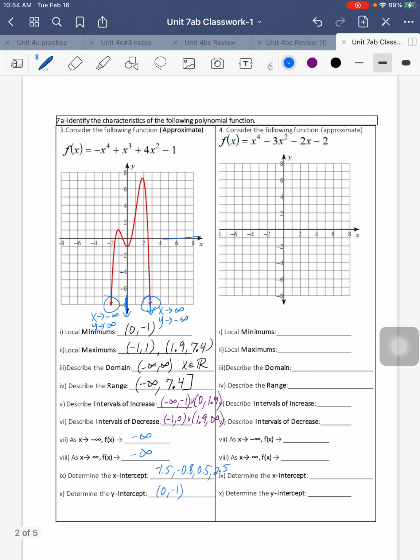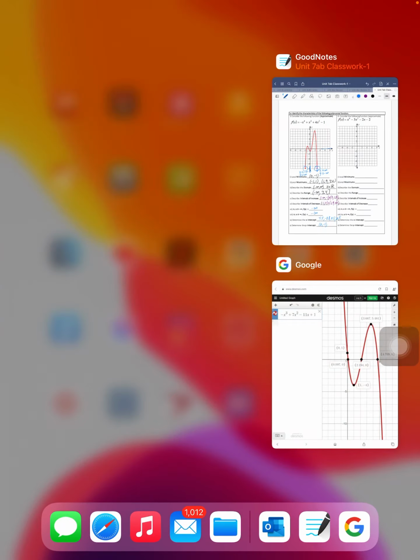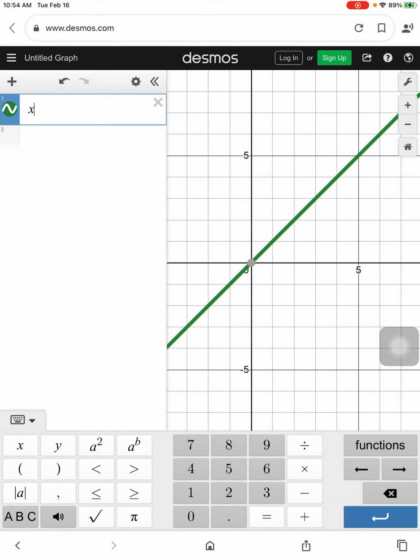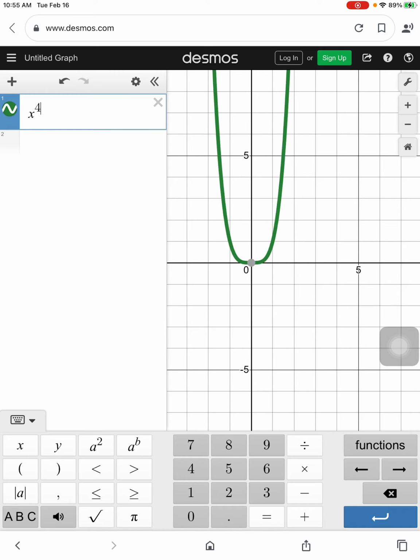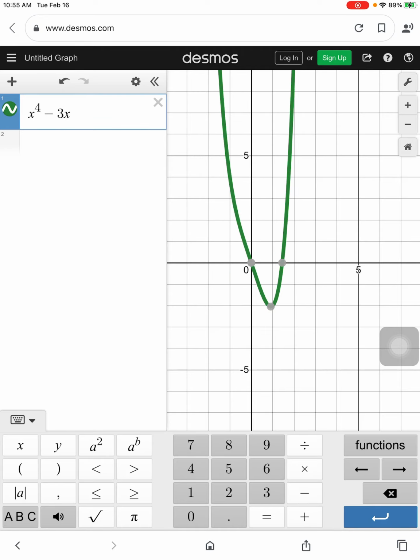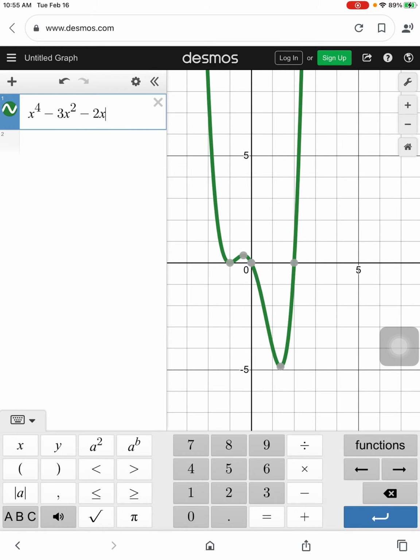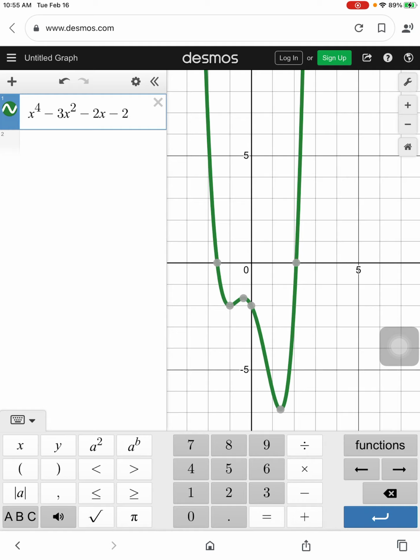All right, number 4. I'm going to have to put this in the calculator. So going to Desmos, put this in the calculator quick, hopefully somewhat quick. X to the 4th, so that's a to the b is what I'd press to get to any exponent I want. Minus 3x squared minus 2x minus 2.